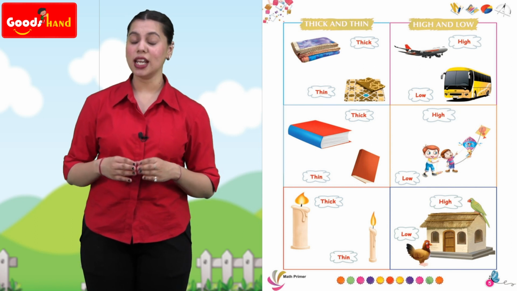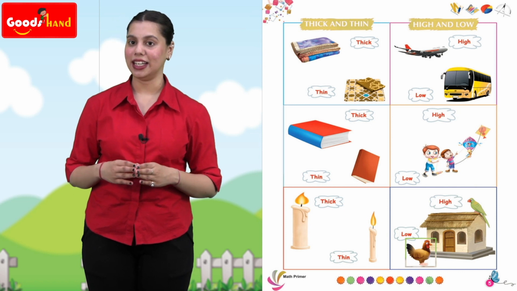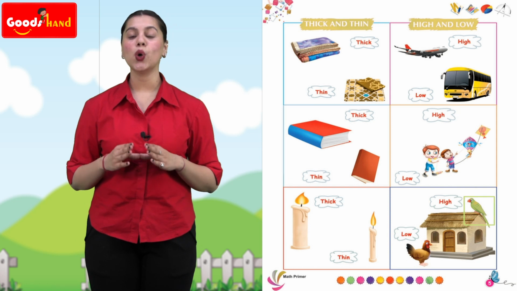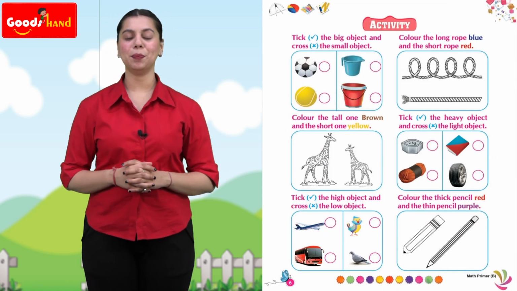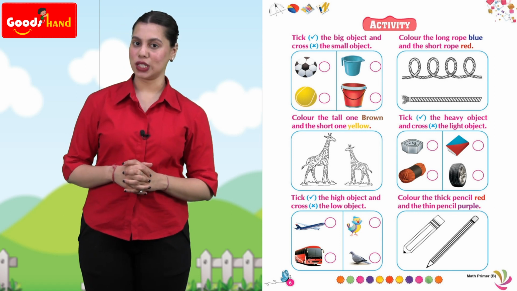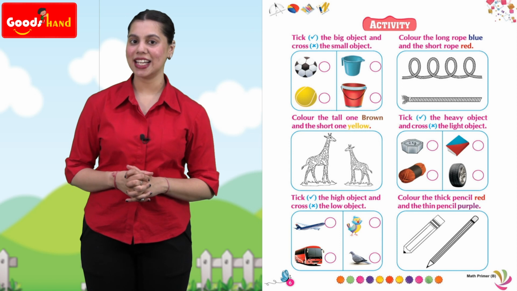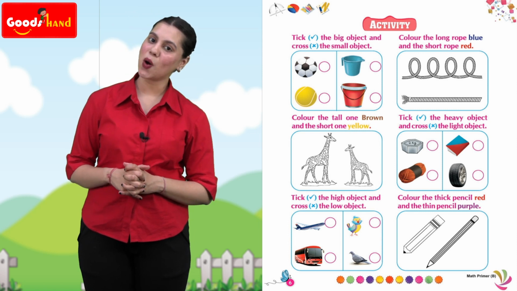Now this chicken is in the low and the higher is the parrot, which is on the house. Now we will see the activity. Now tick the big object and cross the small object. First you can see the saucer ball, and the other is the tennis ball, which is bigger than the saucer ball.